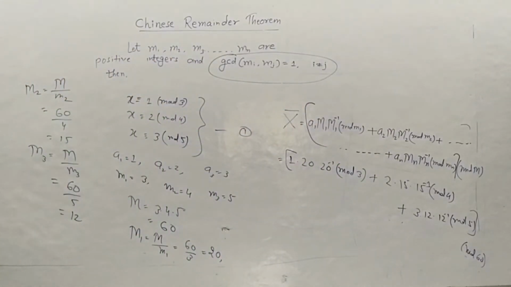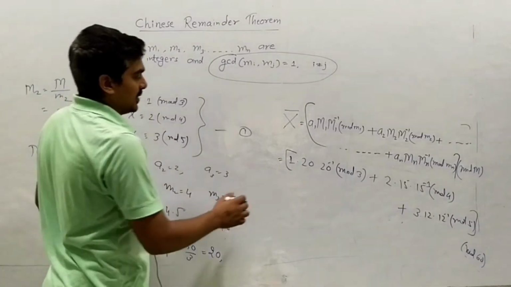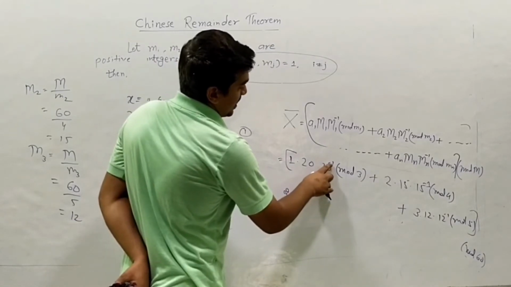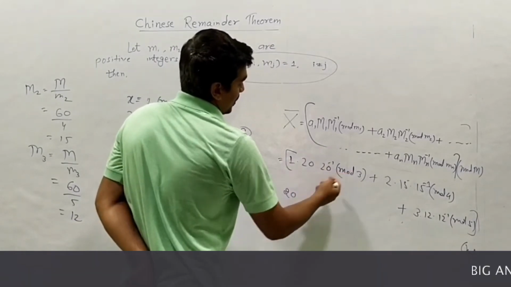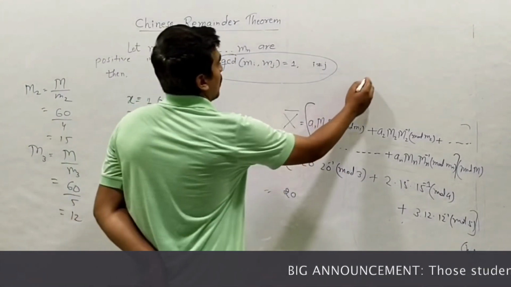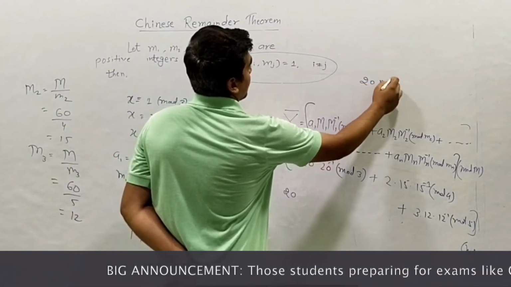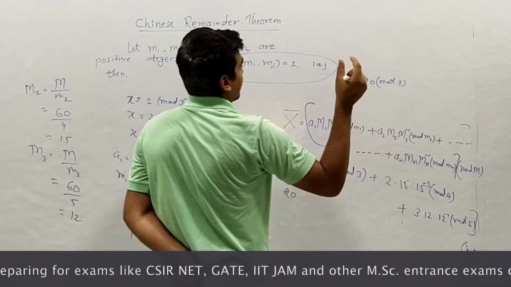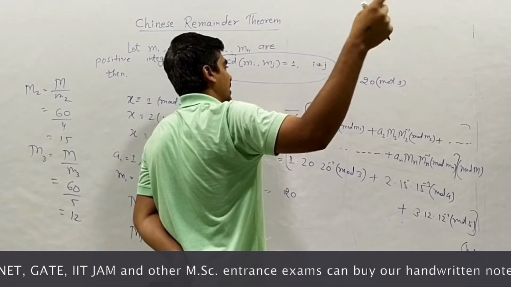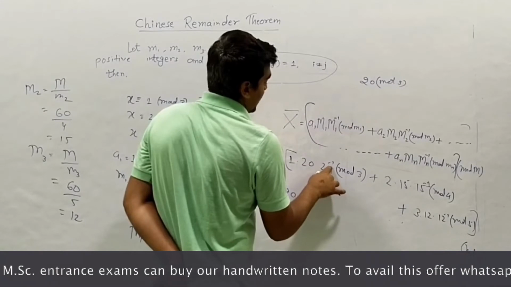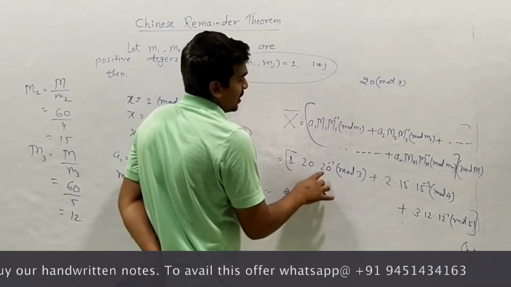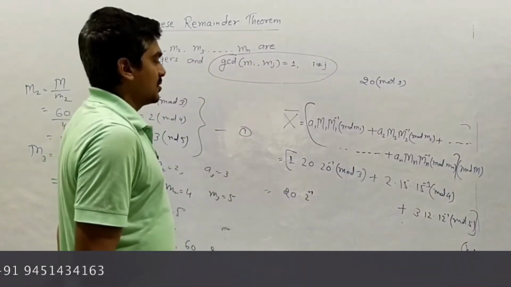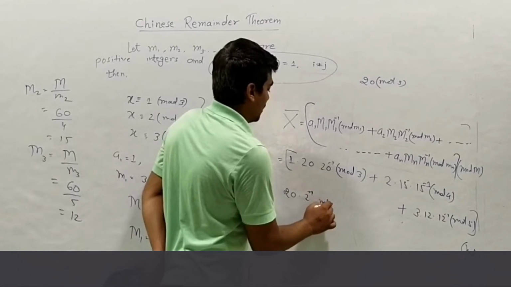Okay friends, so now solve these terms. 21 times 20, and what is 20 inverse in mod 3? So first we find what is 20 mod 3. Divide 20 by 3: 3 times 6 is 18, and we get remainder 2. So 20 inverse can be written as 2 inverse, because 20 is congruent to 2 modulo 3.